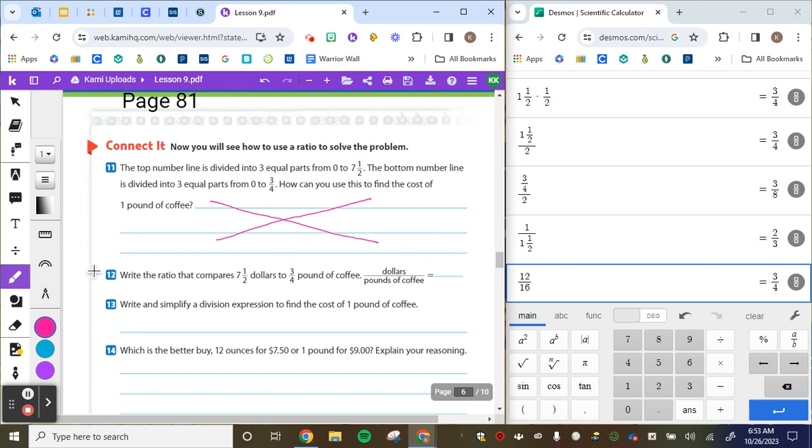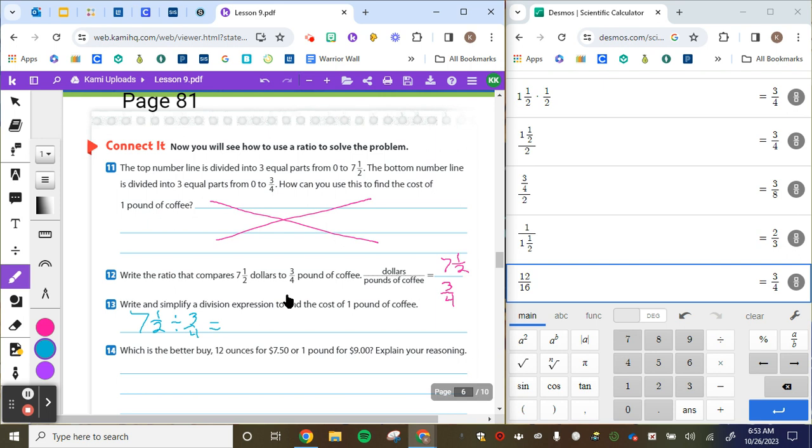way. Question 12 says, write the ratio that compares $7.50 to 3/4 pounds of coffee. Well, we already figured that out. $7.50 for 3/4 of a pound of coffee. Remember, the 3/4 came from, we originally had 12 ounces and there's 16 ounces in 1 pound. Now it says write and simplify division expression, which is what we are going to end up doing in the calculator. We would just do 7.5 divided by 3/4.